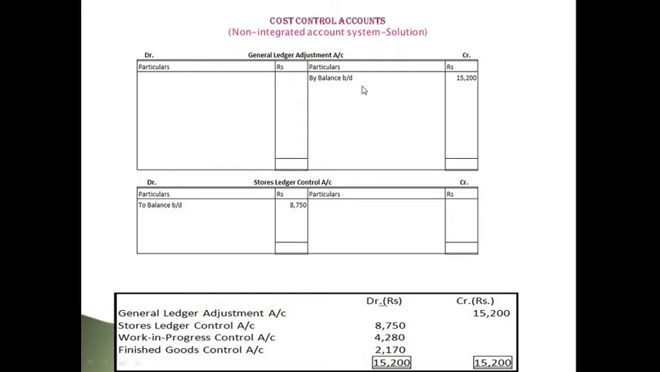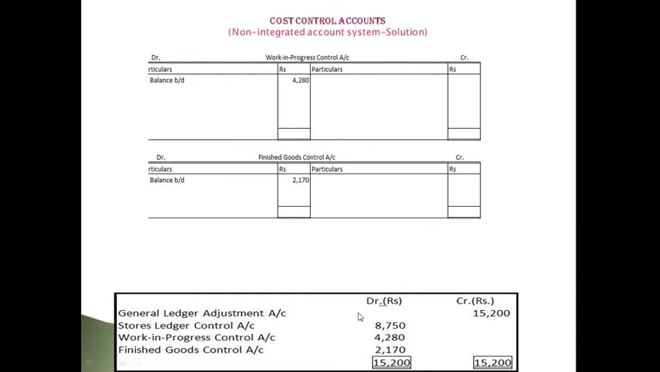8,750. Just put on your accounts general ledger adjustment account credit side 15,200 and next one is stores ledger control account in the debit side 8,750. Next, work in progress control account 4,280 and next one is finished goods control account 2,170.